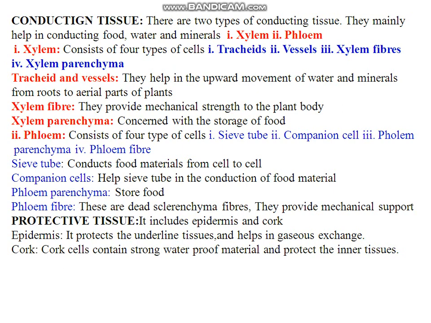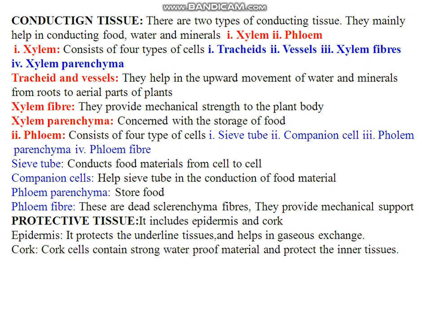Then xylem parenchyma, that means the parenchymatous cell present in xylem is called xylem parenchyma, and like the function of parenchyma tissue, the function of xylem parenchyma is also the storage of food. So this is all about the components of xylem along with their functions. Then phloem. Like xylem, phloem also consists of four types of cells, and the main function of phloem is to conduct food to all parts of plants.